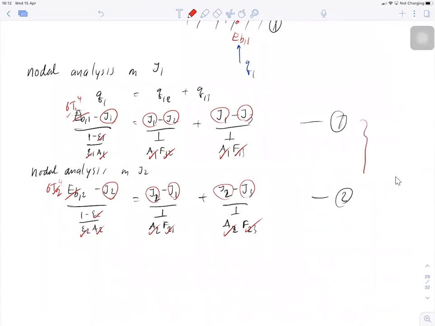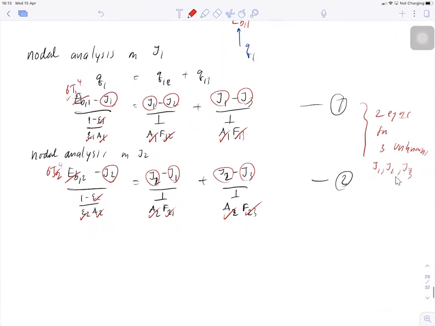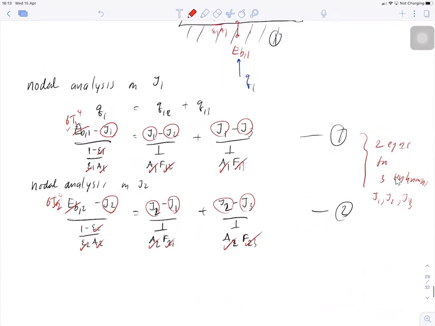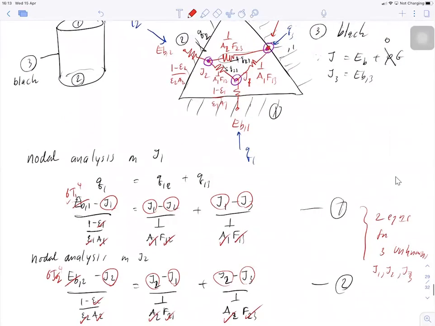So this is the two equations for three unknowns. Now you can see that your equations are not enough. You need one more equation. J1, J2, and J3 are the unknowns. Don't rush to answer what the problem poses yet. Just work with the equations you have at hand first.